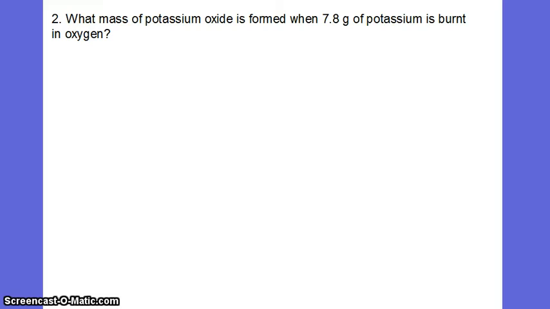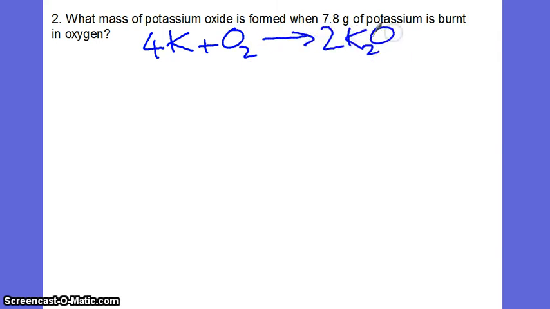So here we've got the mass of potassium oxide formed when potassium is burnt. Again, they would give you the equation. I'm going to jot it down very quickly here. What you need to do is tell yourself what you know: 7.8 grams of potassium, and you're looking to find the mass of potassium oxide. That's what you don't know. Again, it's a 3-part process.